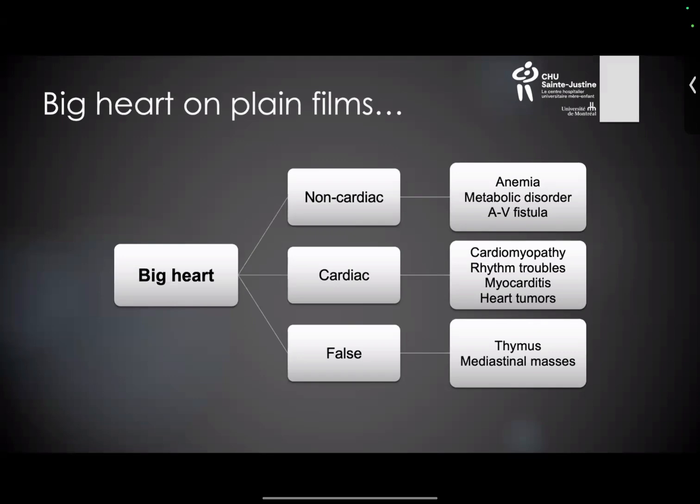like hemangioendothelioma. And then it can be cardiac. From every congenital heart disease that can do that, you can have cardiomyopathy, rhythm troubles, myocarditis, and you can have tumors. And you can have false big hearts, like thymus and mediastinal masses.